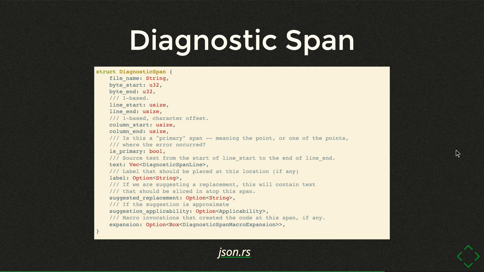We have a label attached to it. We have another new thing, a suggested replacement. That's crazy. If the compiler knows how to fix this, it can suggest something structurally when it reports that diagnostic. And it has a suggestion applicability, which means, will this fix your error or will it not? Will it maybe fix your error? Well, let's give it a lower applicability level. Then other tooling that's using these can decide, I can apply this no matter what, and it will work. Or maybe I can just give this as a suggestion and tell the user this might work. So that's what the applicability is. And there's some extra macro stuff in there as well.